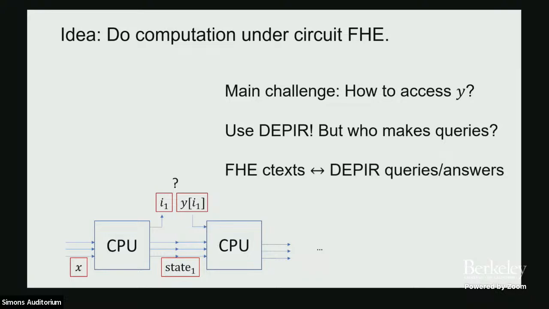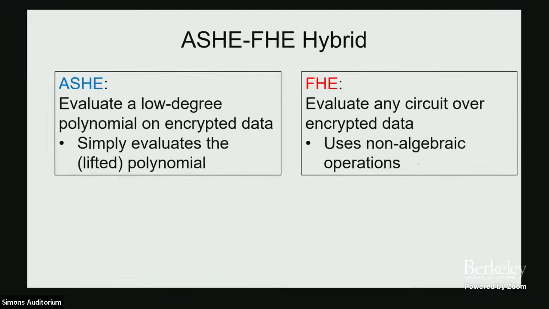And so the main idea is that our DEPIR scheme has a nice structure where we can convert between FHE ciphertexts and DEPIR queries, and DEPIR answers back to FHE ciphertexts. So this encryption of I that we get during the computation, we can translate into a DEPIR query for I, answer it using the DEPIR scheme, and then translate the answer back into an FHE ciphertext that we can then use to continue running the computation. And the idea is that we can build an encryption scheme that's the best of both worlds.